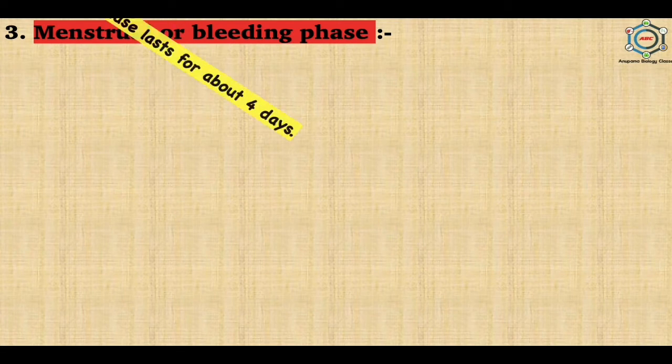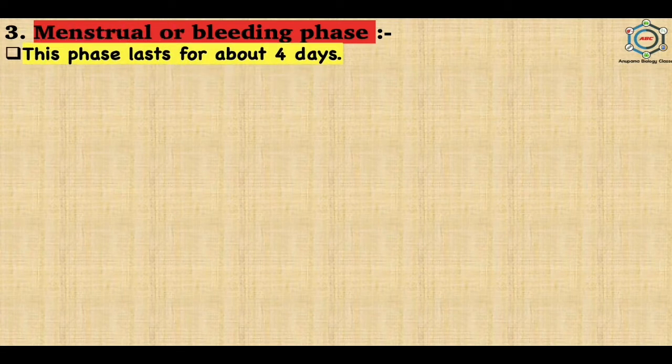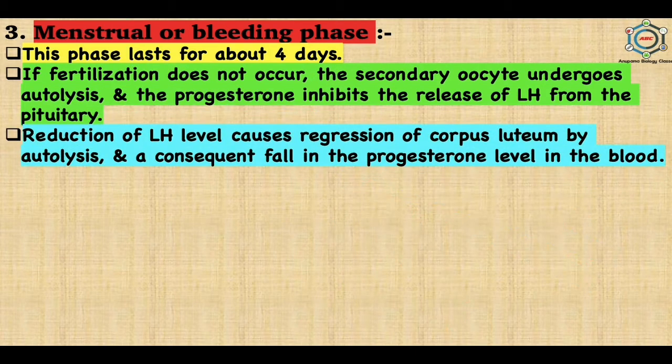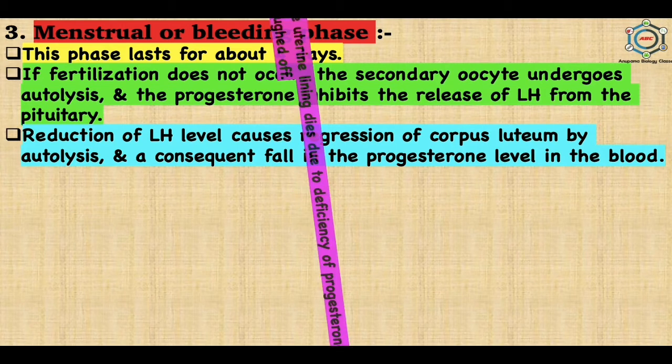Now, the third, the menstrual or bleeding phase. This phase lasts for about 4 days. If fertilization doesn't occur, the secondary oocyte undergoes autolysis and the progesterone inhibits the release of LH from the pituitary. Reduction of LH level causes regression of the corpus luteum by autolysis and a consequent fall in the progesterone level in the blood.